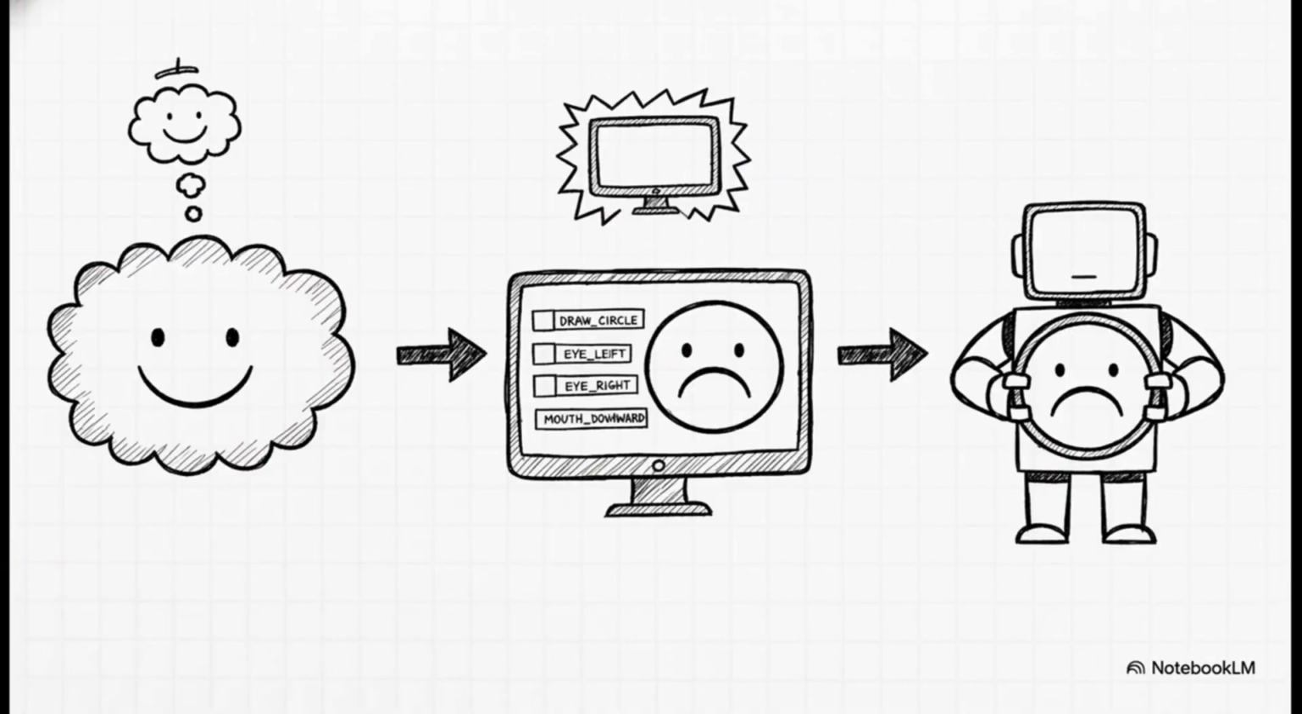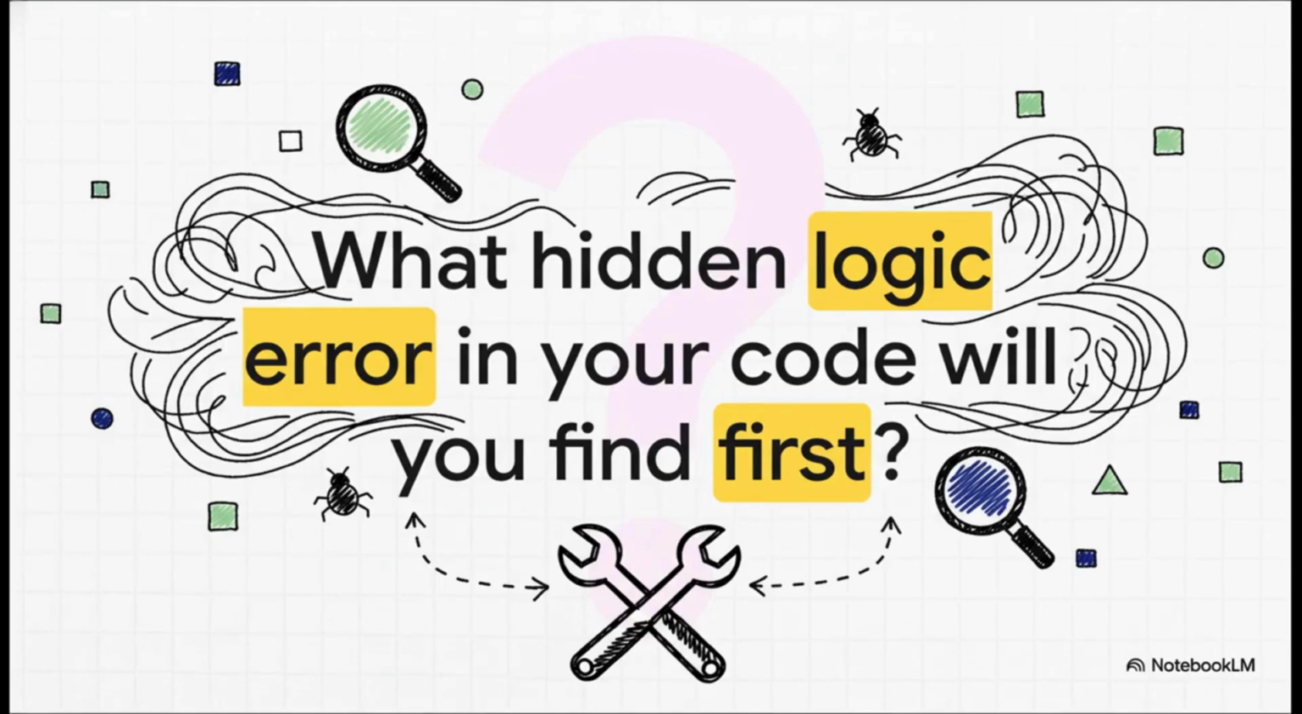So, if there's one thing you take away from all of this, let it be this. Your code runs but doesn't work because Java is a perfect, logical machine. The challenge isn't getting Java to understand you. The challenge is making sure that the instructions you tell it are a perfect match for what you actually meant to happen. So now it's your turn.